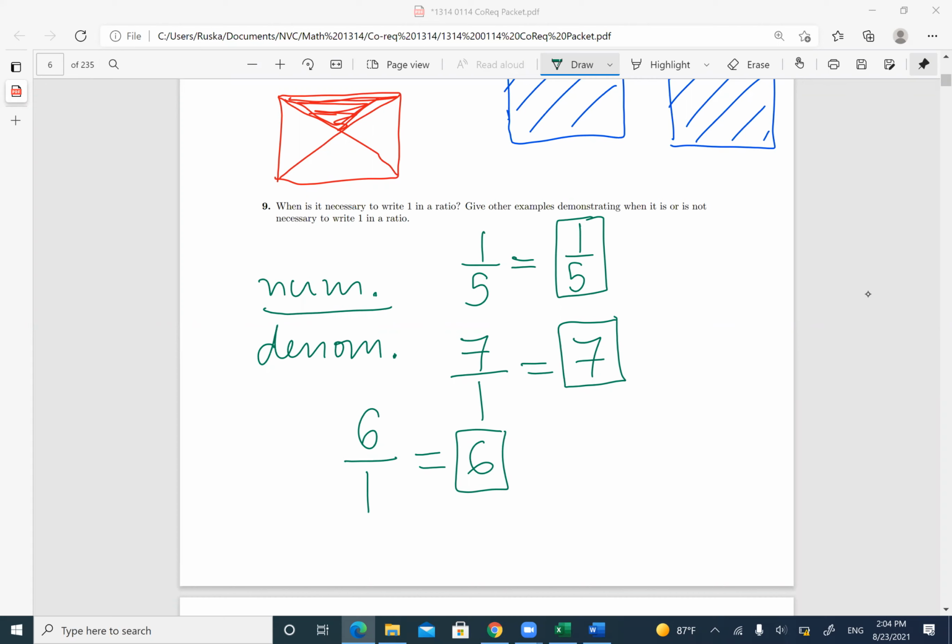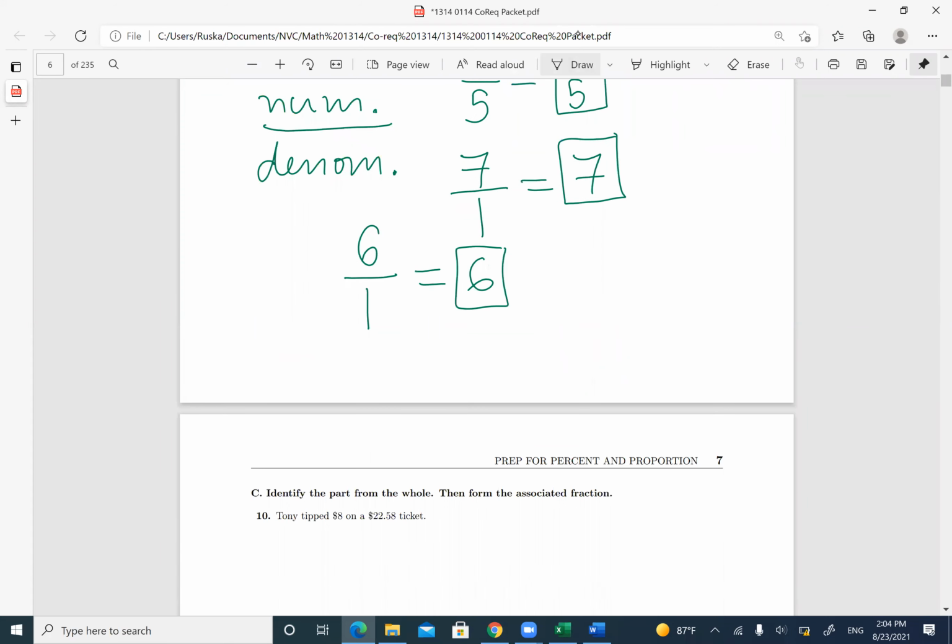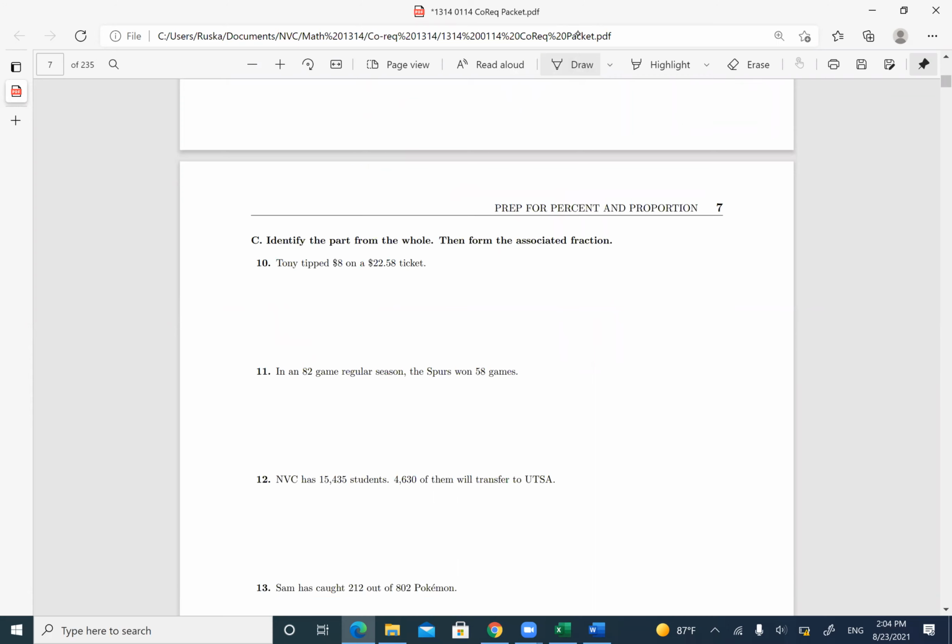So everybody understand this, right? So if you have 1 in the bottom, you can forget about it, okay? Okay, so that's what we have here so far. Any questions about fractions? Everybody good?